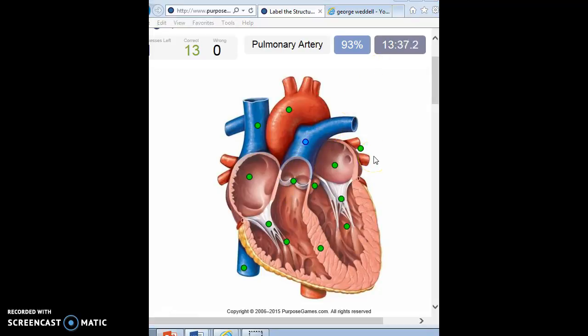Next we have the pulmonary artery. The pulmonary artery is located up here near the top of the heart. The pulmonary artery is a vessel transporting deoxygenated blood from the right ventricle to the lungs. A common misconception is that all arteries carry oxygen-rich blood. It is more appropriate to classify arteries as vessels carrying blood away from the heart. So like I said earlier, arteries carry blood away from the heart, and veins carry blood to the heart, sorry. And that is located up here.